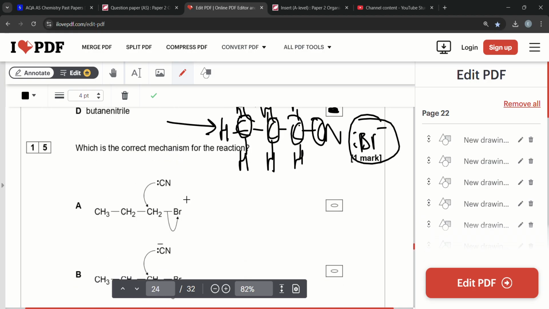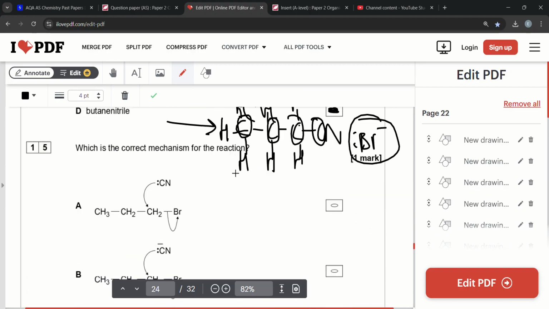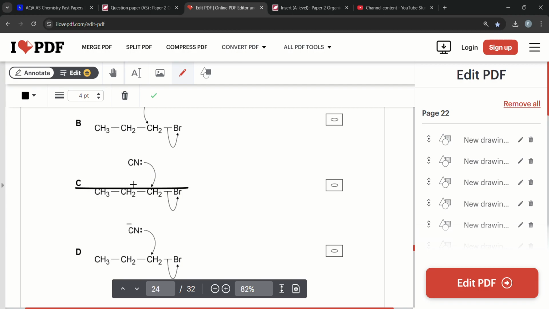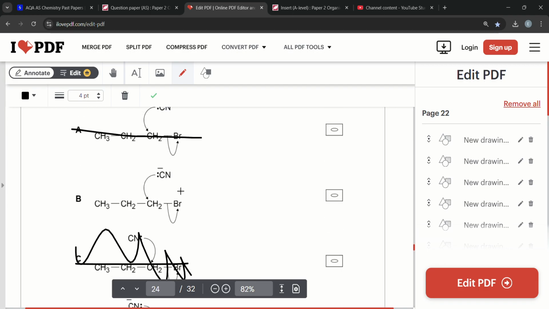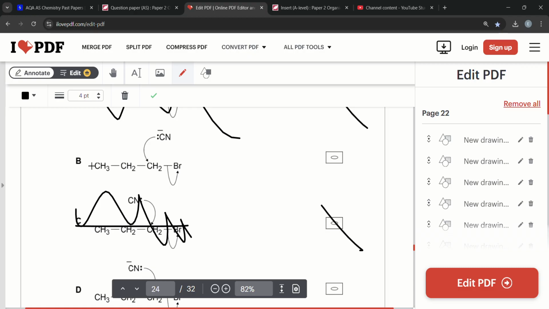Lone pair of electrons, C triple bond N. Well, obviously in this case it doesn't have C triple bond N, but the CN should be negative. So it's not going to be A and it's not going to be B because the CN with lone pair of electrons is not negative. So it's either B or D.